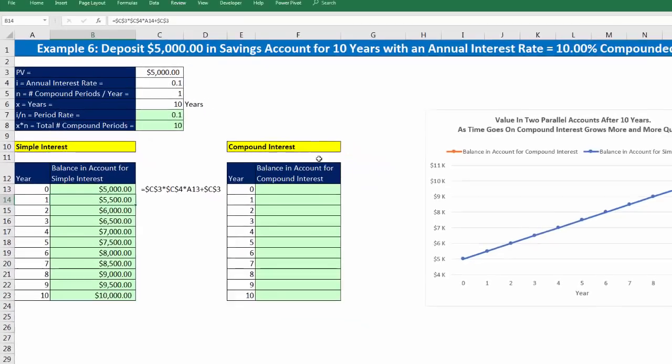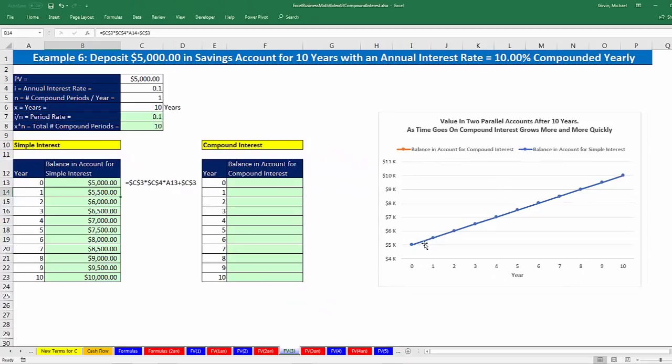Now, if we look over here at our chart, I want you to notice that it's an even pattern. The slope of this line, or the amount that it goes up, is the same every year. It's exactly $500. Now, when we do our calculation for compound interest and plot it, it'll look a lot different.